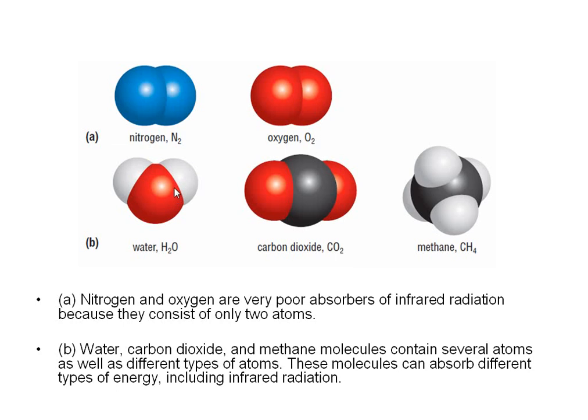And when they stop the vibration, then they give off infrared radiation. Okay, and when the molecules rotate, when they begin to rotate, they need to absorb infrared radiation. And when they want to stop rotation, then they give off infrared radiation. So these molecules can absorb and give off infrared radiation, right? So they are greenhouse gases.